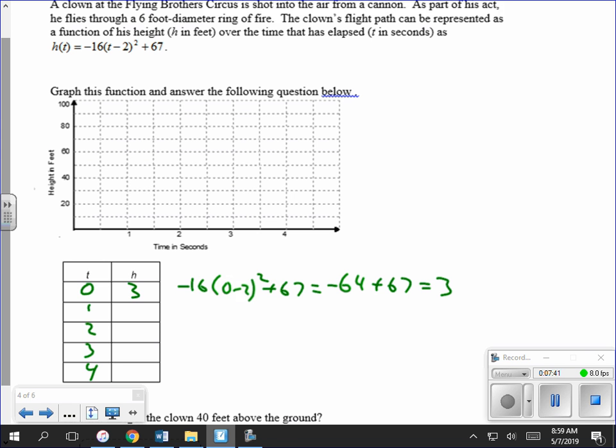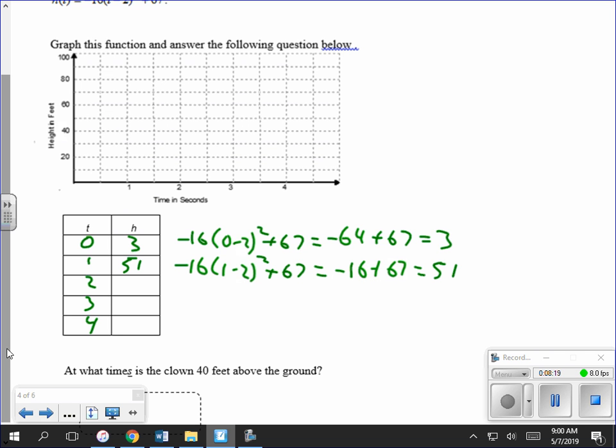At time 1, I have negative 16 times 1 minus 2 squared, plus 67 equals. So 1 minus 2 is, sorry, negative 1. Negative 1 squared is 1. So I have negative 16 plus 67, which is 51. So he's 51 feet off the ground at the end of the first second.